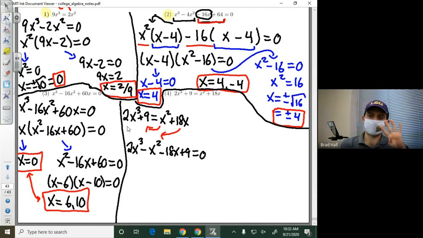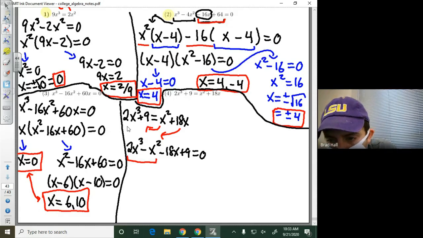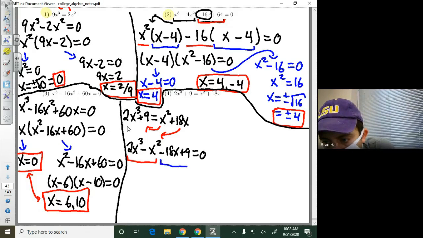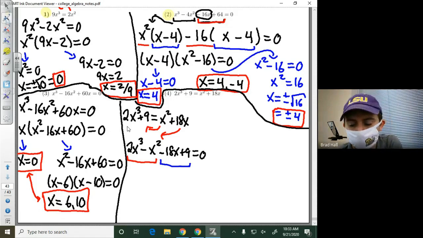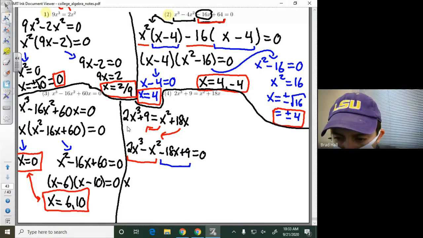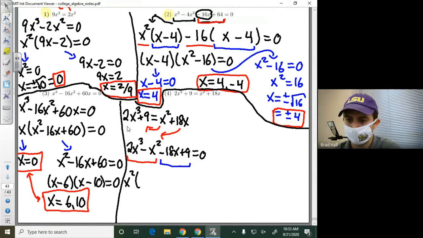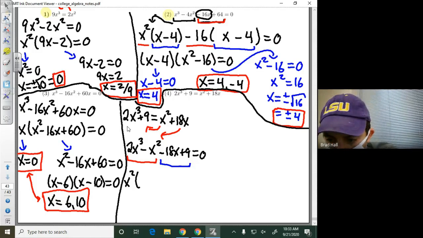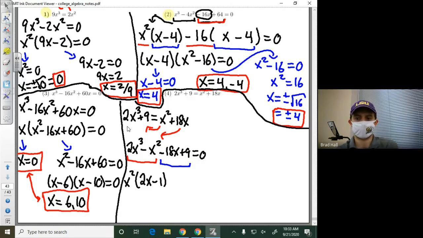And I count 4 terms, so that means I will use grouping. So grouping, I will put these two together. I will put these two together. For the first two, they seem to have x squared in common. And so taking out x squared from 2x cubed, that'll just leave us with 2x. Minus 1 for the next one: from negative x squared, we took out x squared, we're left with negative 1.